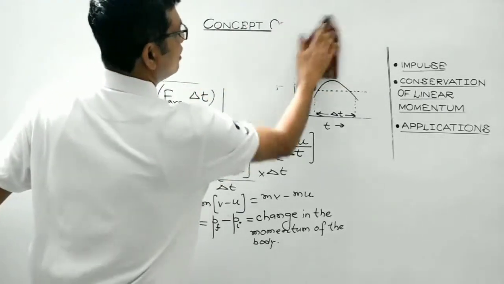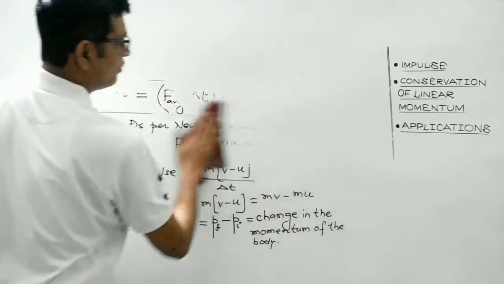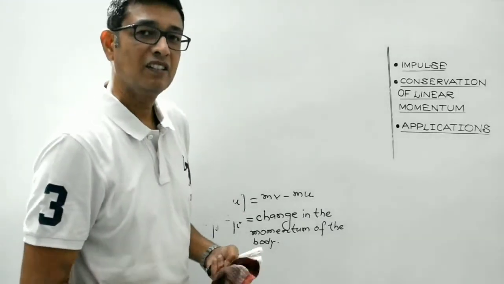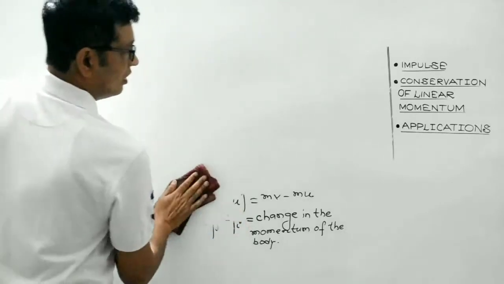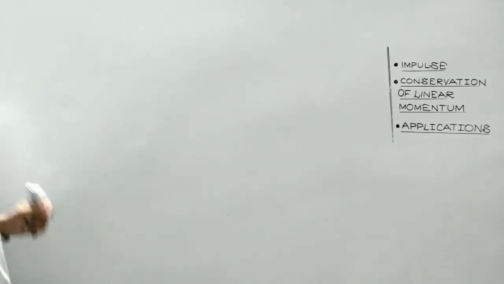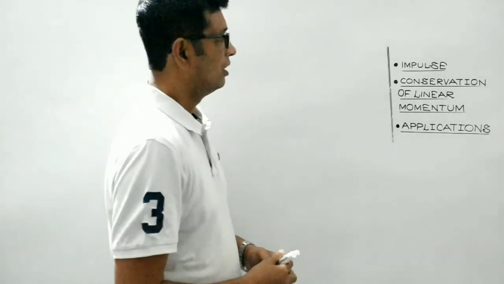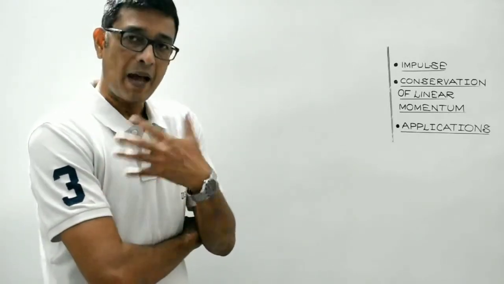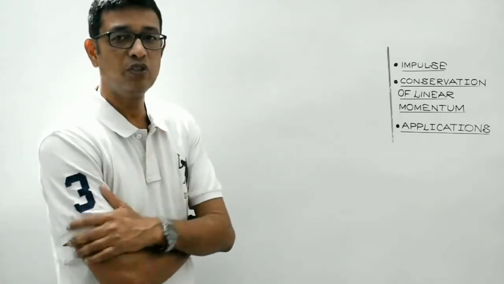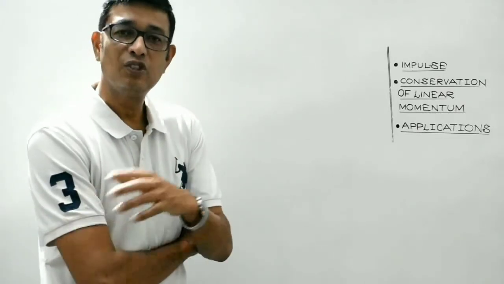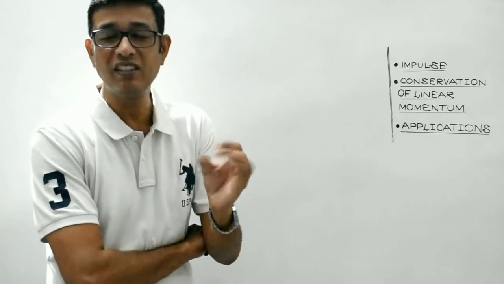Now let's consider the conservation of linear momentum. We are already aware of the term momentum. Momentum signifies the total amount of matter contained in a body, isn't it? And mathematically, momentum is given by the product of the mass of the body and its velocity. So, let's discuss conservation of linear momentum. The law of conservation of linear momentum states that in the absence of any external unbalanced force, the total momentum of the system always remains conserved. Conserved means the total momentum of the system will always remain constant.